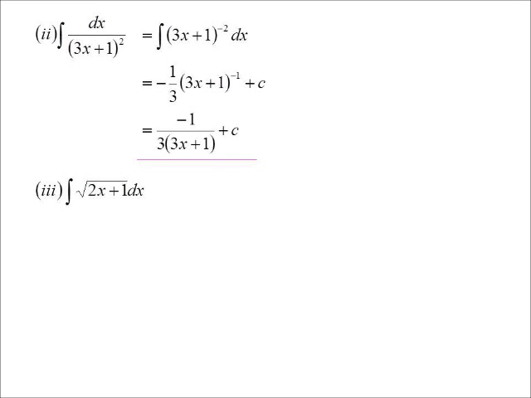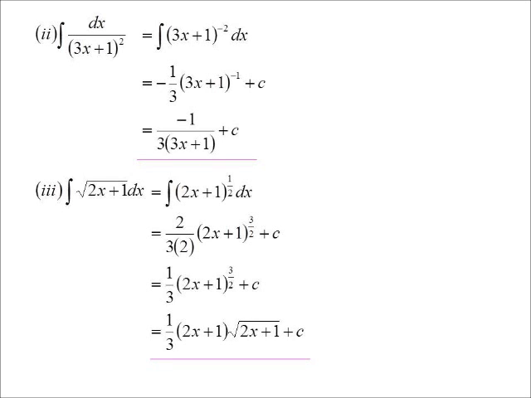Same if I'm dealing with a square root. Put that in index form. We get (2x plus 1) to the power of a half. Again, how would I expand that out? I mean, I can't. But I can add 1 to the power over the power and then multiply by the 2 on the bottom as well. So I get a third (2x plus 1) to the power of 3 on 2.